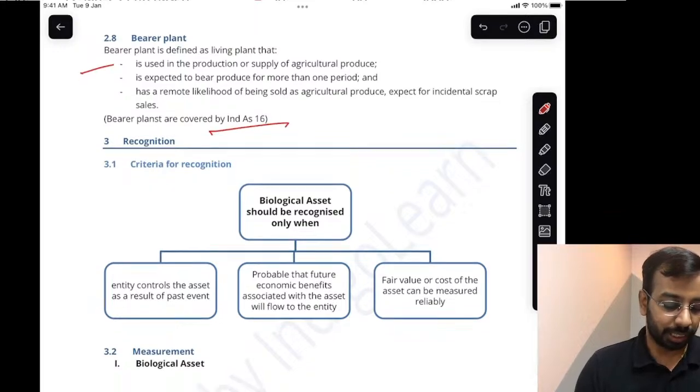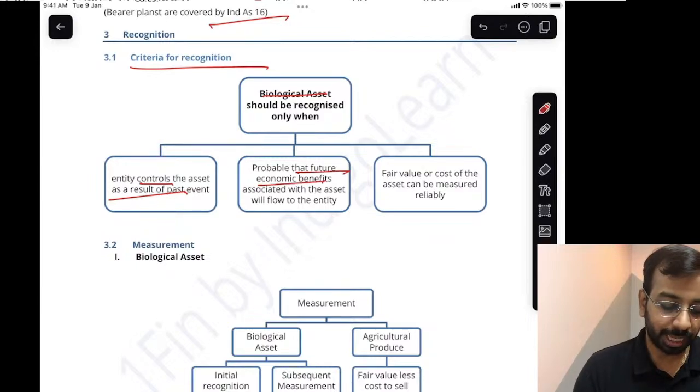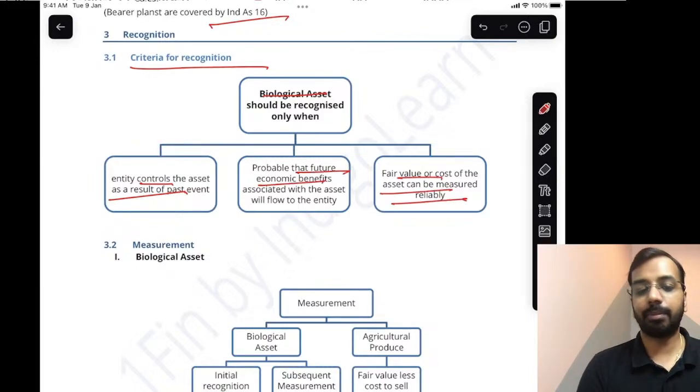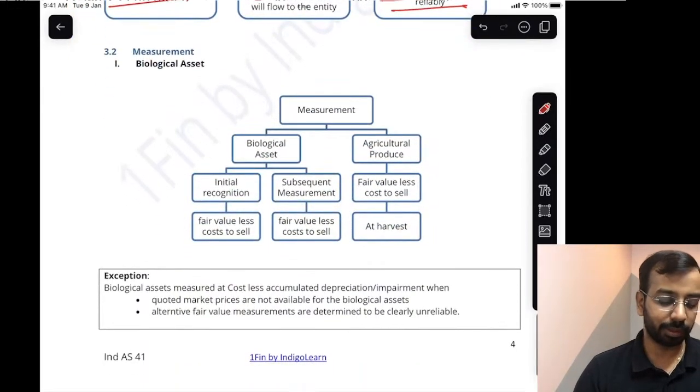Bearer plant is covered under Ind AS 16, we have already seen. Now, recognition criteria for biological asset. When the entity controls the asset, probable future economic benefits, and fair value or the cost of the asset can be measured reliably. Same principles that we learned under Ind AS 16, similar principles are applicable here.